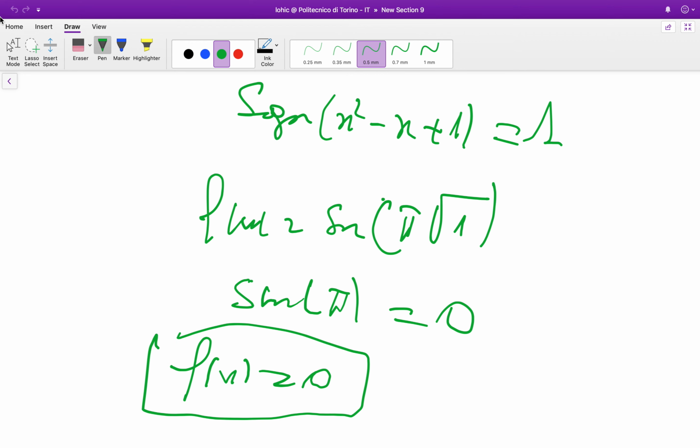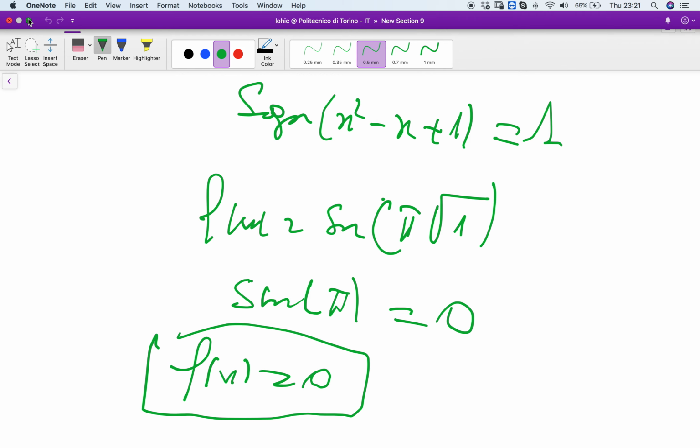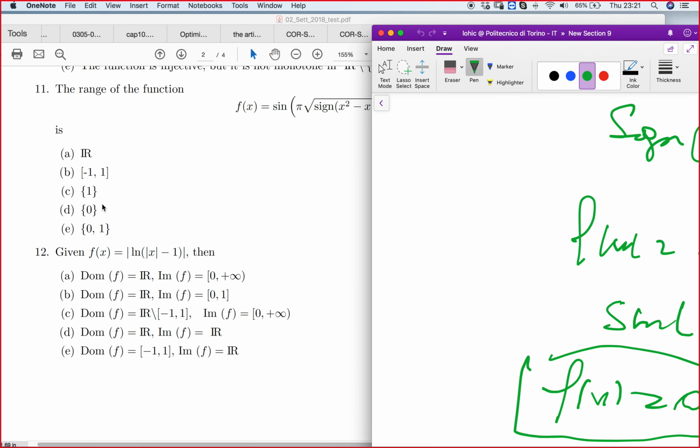Going back to the possible answers, the range is D. Keep in mind that when I say that f of x is equal to 0, the range in fact is a set, meaning the only value that I will always get will be 0. Yes or not? Okay, this solves the question. So the answer is 11D.